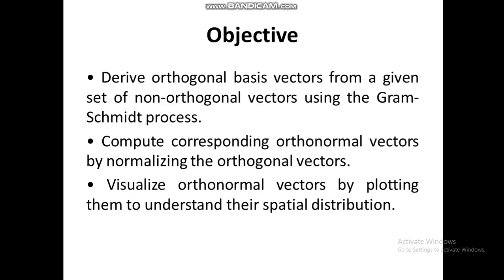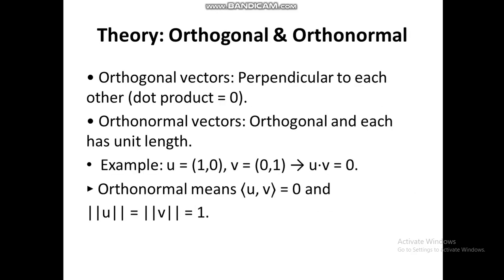For that, the Gram-Schmidt orthogonalization process has a set of formulas, and the second objective is to compute the corresponding orthonormal vectors by normalizing the orthogonal vectors. That is, we need to find e1, e2, e3. Even for that we have a set of formulas, and finally we need to visualize these orthonormal vectors by plotting them to understand their spatial distribution. On a 3D plot we are going to plot this. Okay, so this is the objective of the experiment.